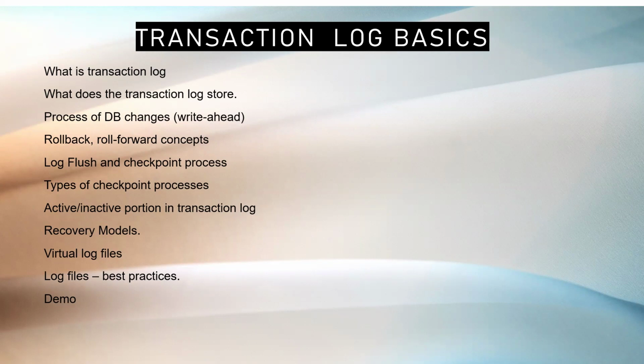Then what are the different types of checkpoints? So once we look at the checkpoint process, I'll talk about the different types of checkpoints we have. What is the active and inactive portion of the SQL transaction log? And then we'll move on to recovery models. And then I'll talk about the virtual log file, which is basically the architecture of how your transaction log file is arranged. And then just some best practices on how to configure your log files.